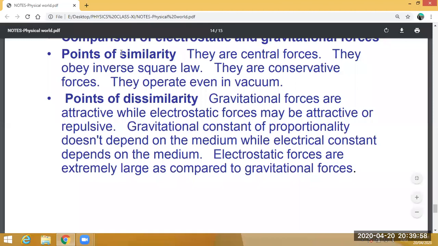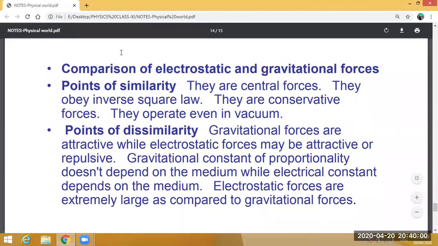Next, comparison of electrostatic and gravitational forces. Points of similarity: gravitational and electrical forces are both central forces. Both of them obey inverse square laws. They are conservative forces and they operate even in vacuum. They are long range forces, acting from 0 to infinity.